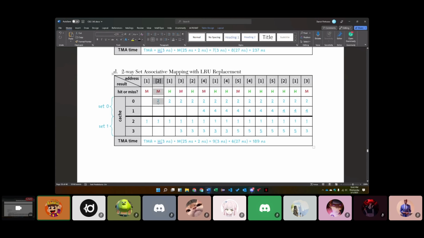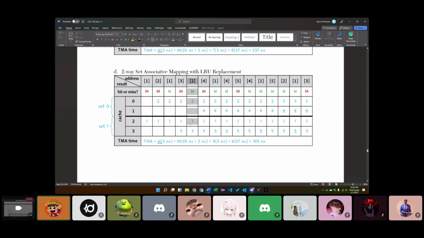And a 2 is a miss. It goes in the first set. It's 2 mod 2 is 0. And then underline meaning they're the least recently used in their own set. And then 1 was a hit, nothing happens. 3 is a miss. It goes after 1 in the second set, because 3 mod 2 is 1. So set 1.